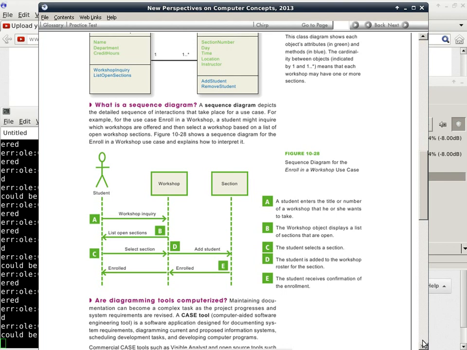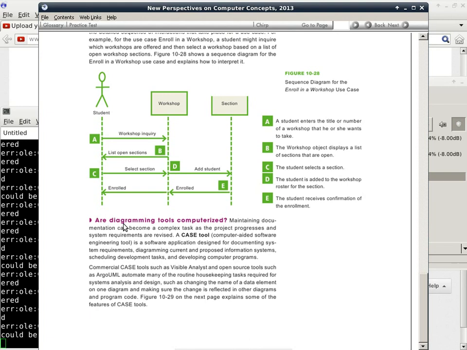But it's a very specific instance of using the system, because it doesn't tell you what happens when there is no available space in the section. See right here, when it says add student, it doesn't even say whether it checks whether the section still has available room or not. So this is making the assumption that the section does have enough room and the student can be enrolled. Are there any questions about a sequence diagram?